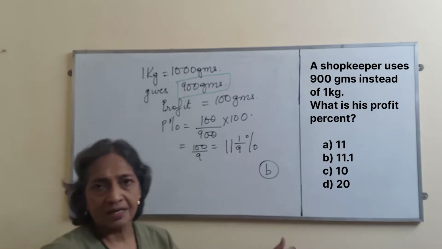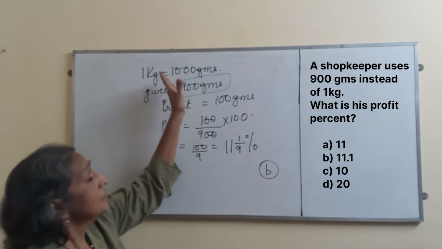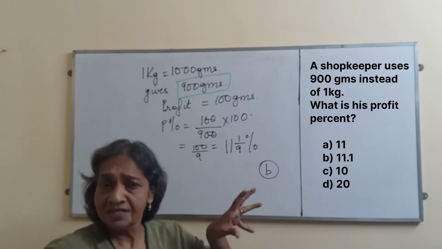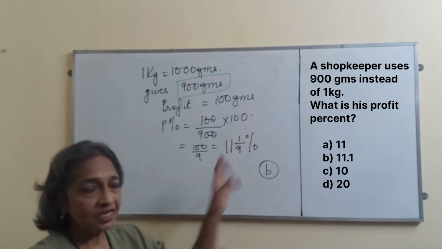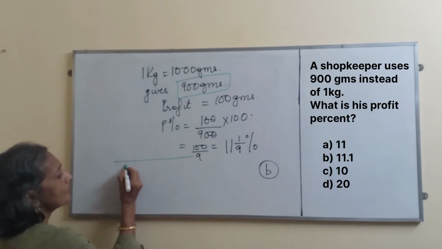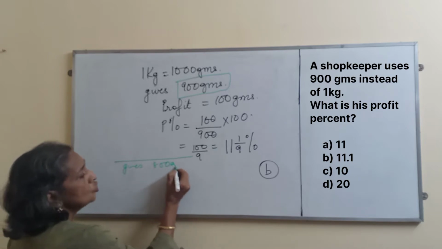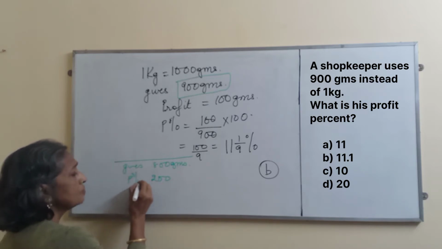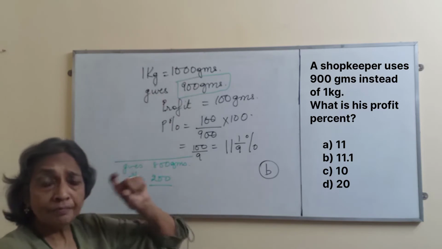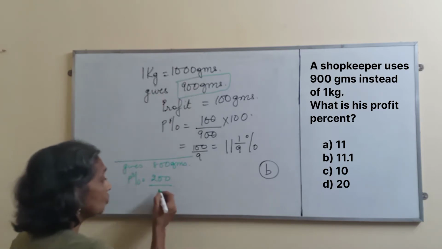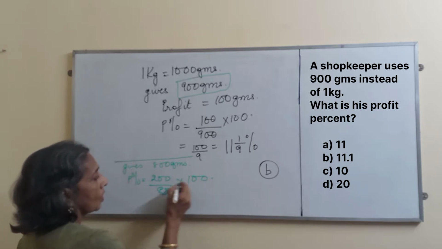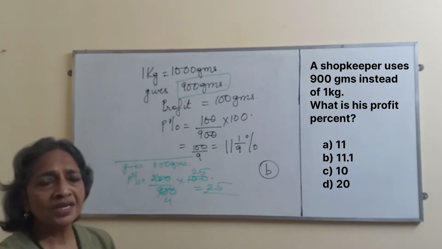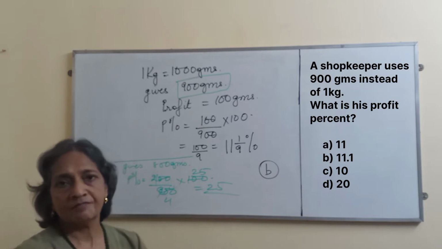Now remember, just let us assume that he cheats you and gives you only 800 grams. I'm taking a slightly different case here. He gives you only 800 grams. So how much is his profit? His profit is going to be 200, but you will calculate the profit percent not on 1000 but on 800, because that is what you are getting and that is what he is giving you. So in that case you would be making a profit of 25%.